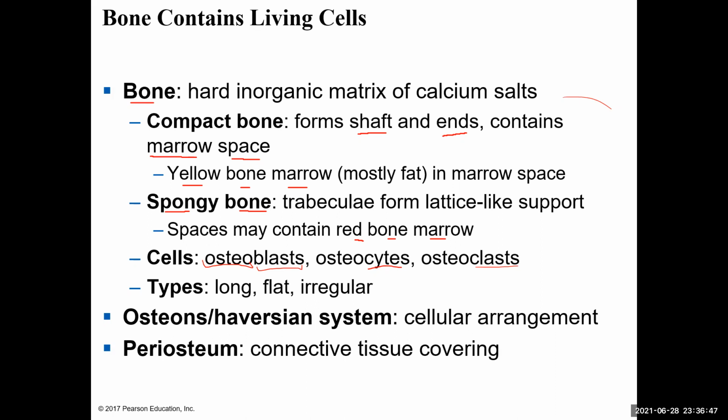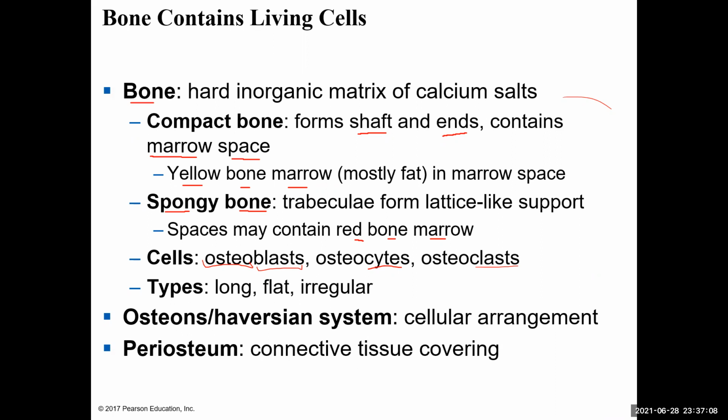There are different types of bones. You have long, flat, and irregular. And when we talk about the different bones that you find in the body, so the 206 bones found in the human body, we'll go through and say, okay, these are long bones. This is an example of a flat bone, and this is an example of an irregular bone.